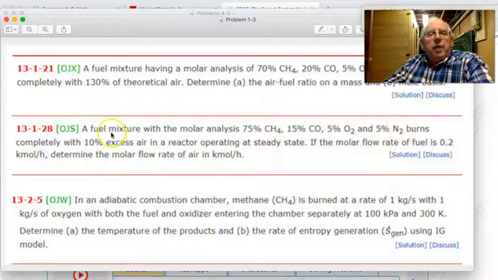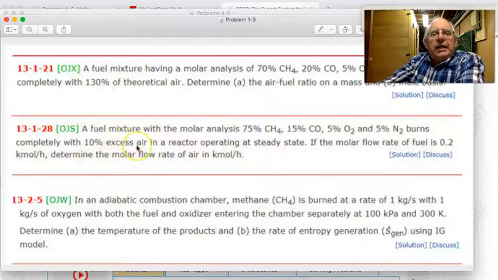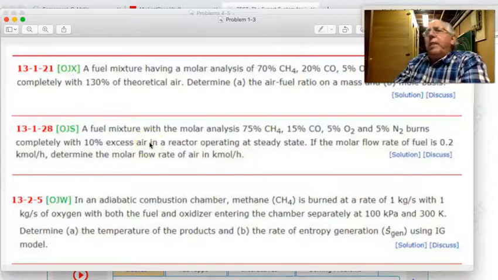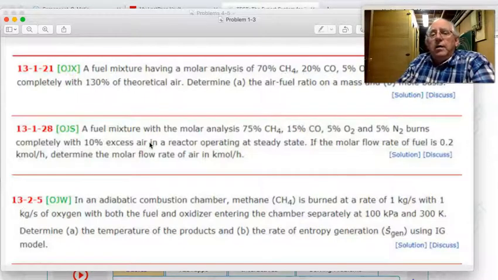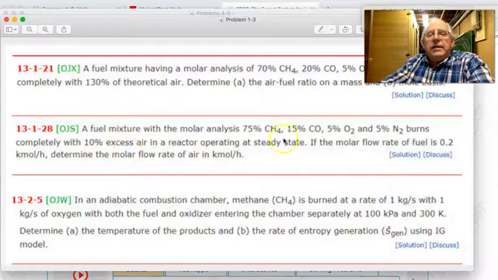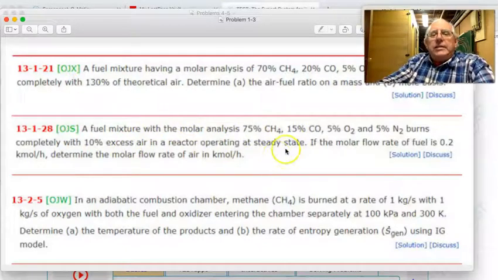After we then develop our fuel, we are then going to burn it with 10% excess air. And so we'll use the software to determine not only the theoretical amount of air for all of the carbon to turn into CO2, all of the hydrogen to turn into water, and all of the nitrogen to pass through the system, and we're going to go 10% above that. It's in a reactor operating at steady state, so it's a flowing type of system.